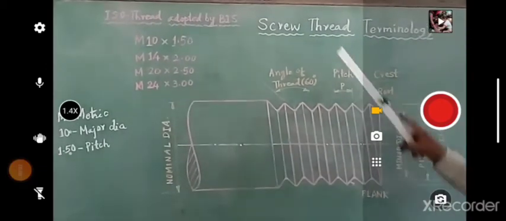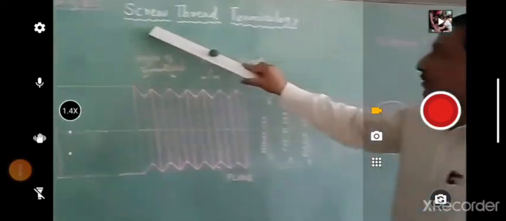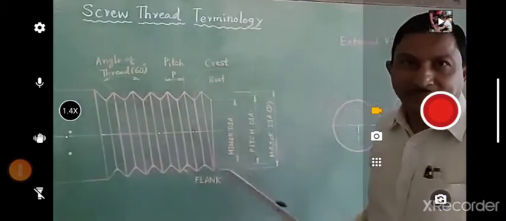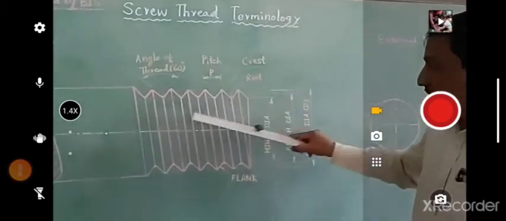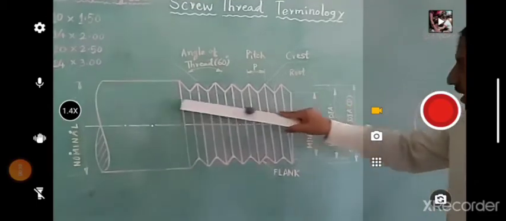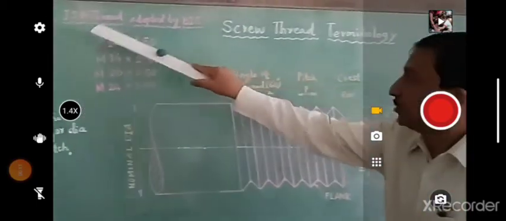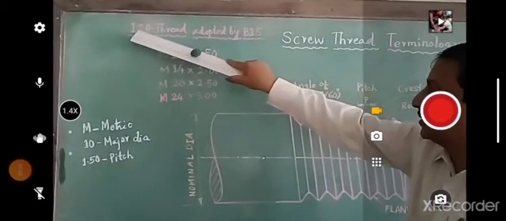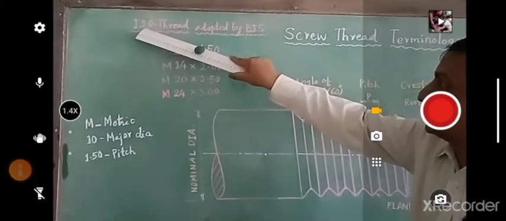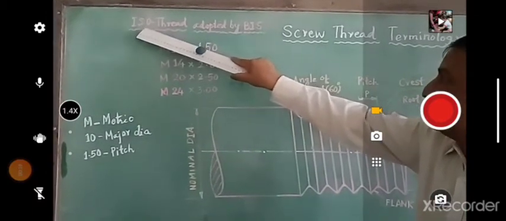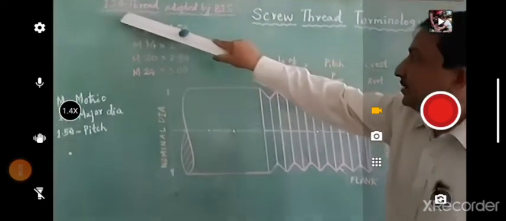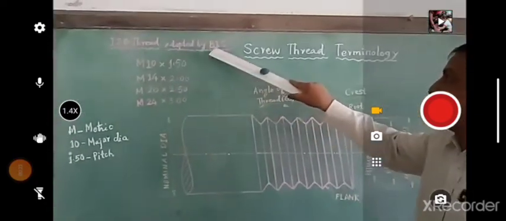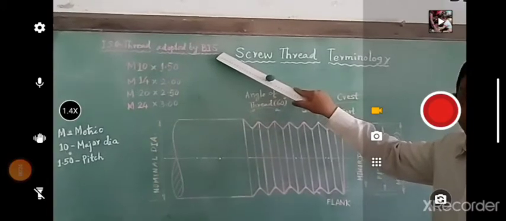Today we are going to focus on screw thread terminology. So I have drawn the standard ISO thread adopted by the BIS system. ISO means International Organization for Standardization, and these types of threads are adopted by BIS, the Bureau of Indian Standards.